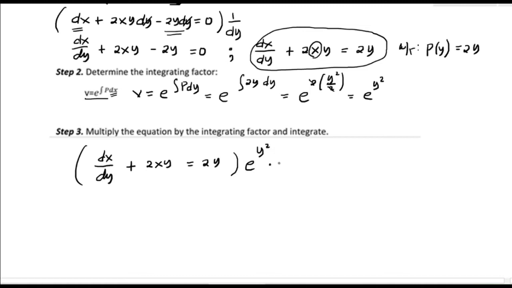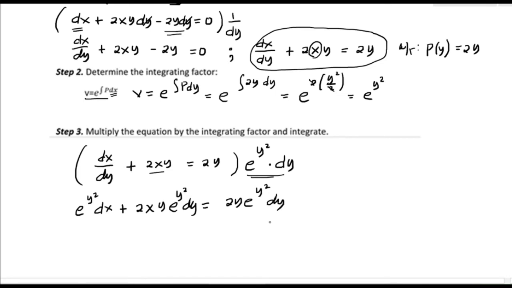Then at the same time, we will have to multiply this by our dy, so that there will be no dy denominators in this equation. So multiply now this term or factor to the equation, e^(y squared), then we have here dx plus, multiply this one here, we have 2xy e^(y squared) dy is equal to 2y e^(y squared) dy.